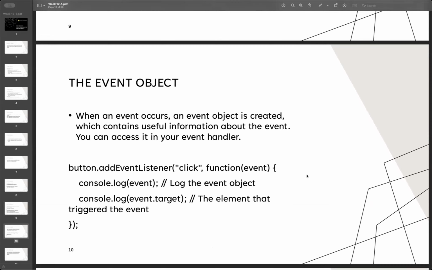And for the objects that relate to the event: when an event occurs, the event object is created. It contains some useful information related to this event, so you can access it in your event handler. When you pass the callback, if you remember, we have a button addEventListener click, right? So we have a function, and these are parameters right here, event. You can log the whole event object, or you can use dot notation to access certain properties.